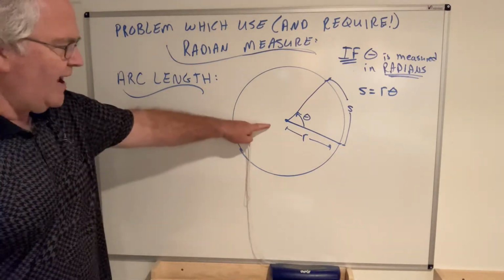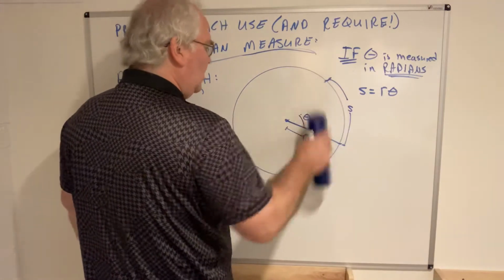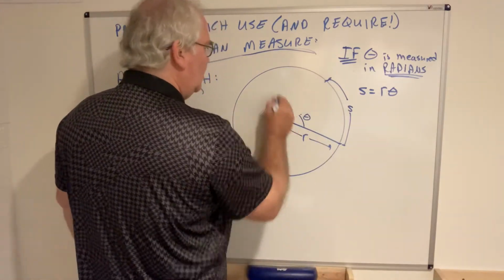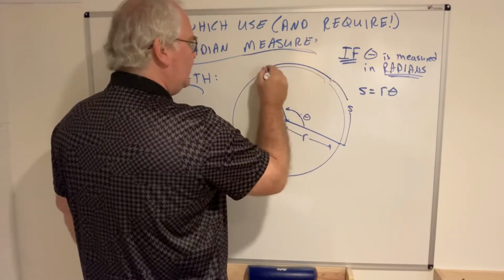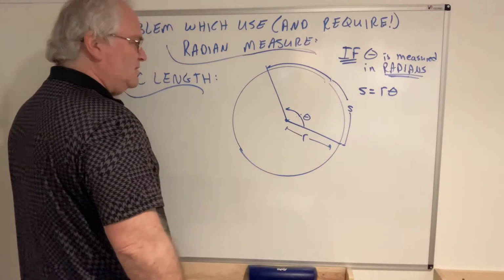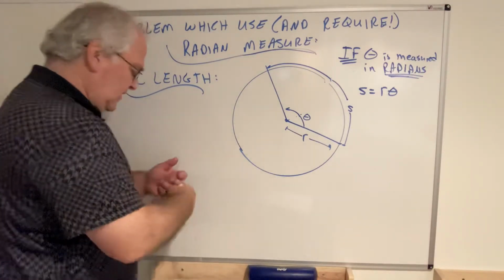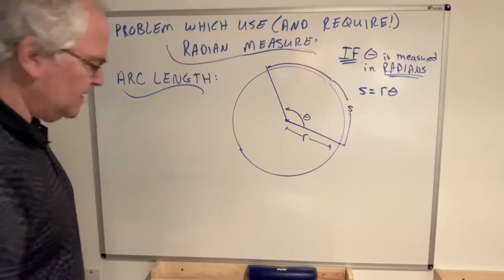It doesn't matter how big the angle is. We could have used a much larger angle. So there's a central angle, and now the arc length is here. And so S is equal to R theta, where theta is measured in radians. Now using that, we can do all sorts of problems that are now available to us.